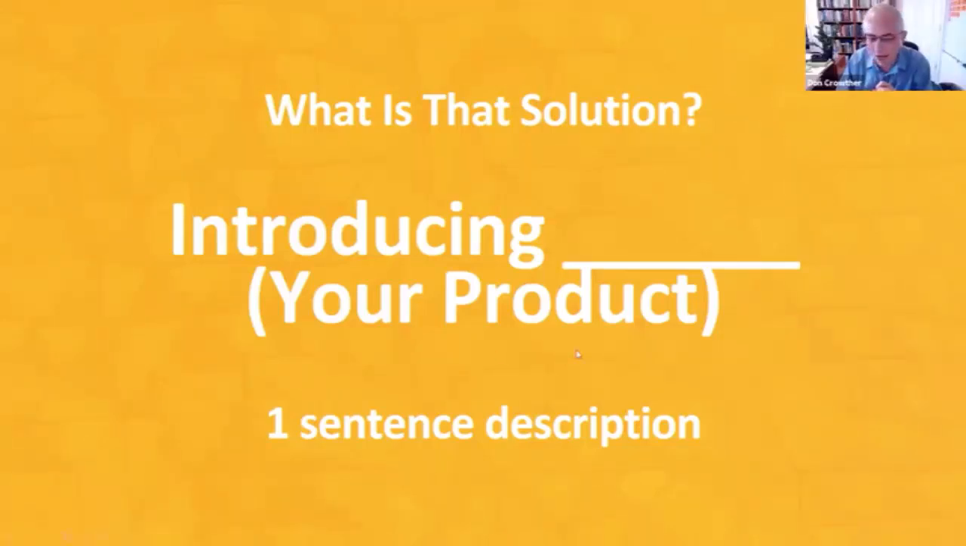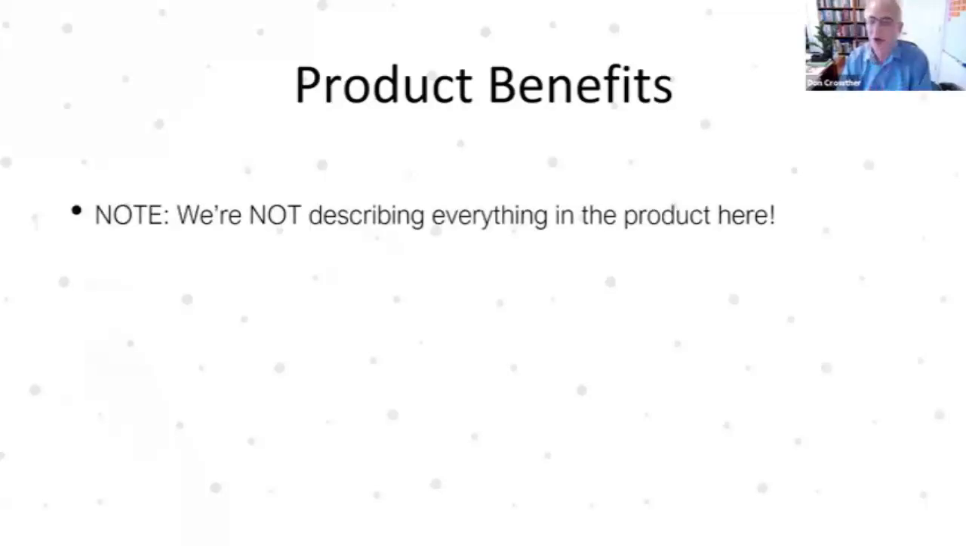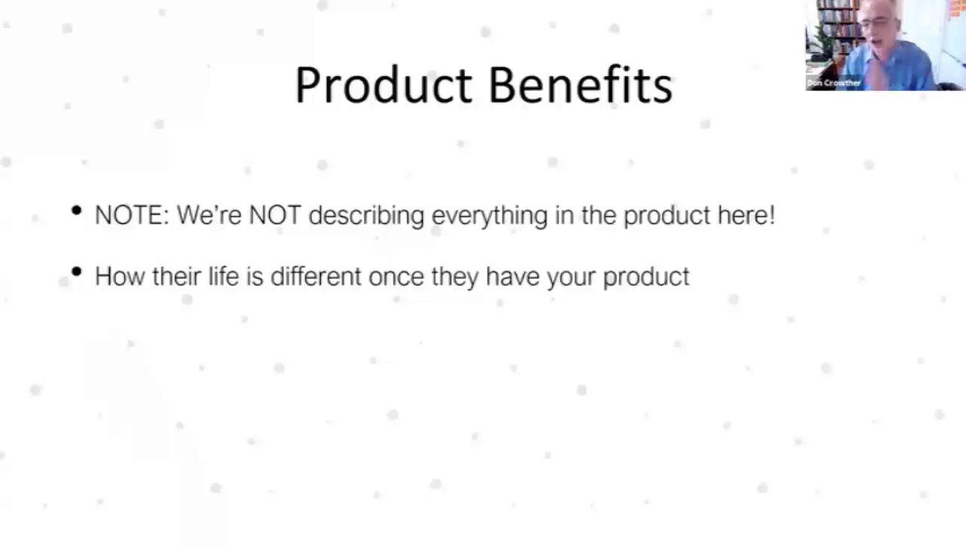So you're not describing all the modules. You're not describing everything. You're simply saying, here is this product, and it does this. This is your one-sentence description of that. Because right after that, you're immediately going into the benefits of owning your product. You're not describing your product here. You're talking about how their life is different once they have the product.